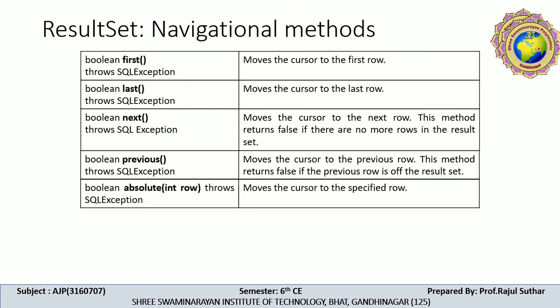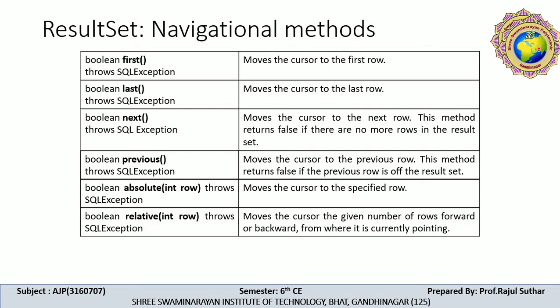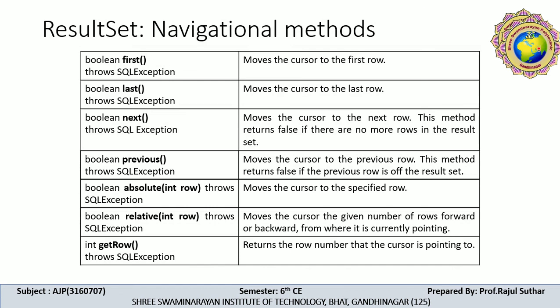Boolean absolute(int row) throws SQLException moves the cursor to the specified row. Boolean relative(int rows) throws SQLException moves the cursor the given number of rows forward or backward from where it is currently pointed. Int getRow() returns the row number that the cursor is pointing to.